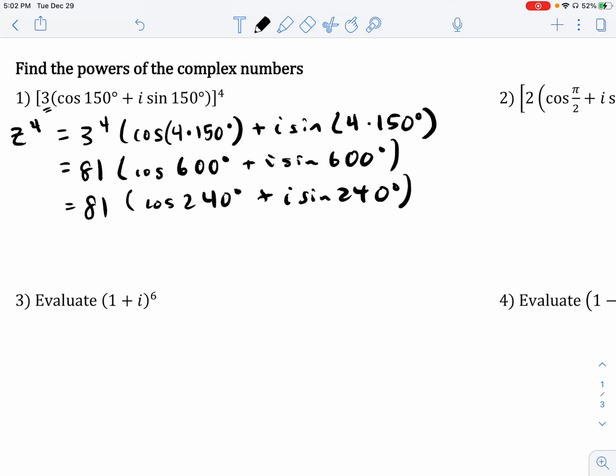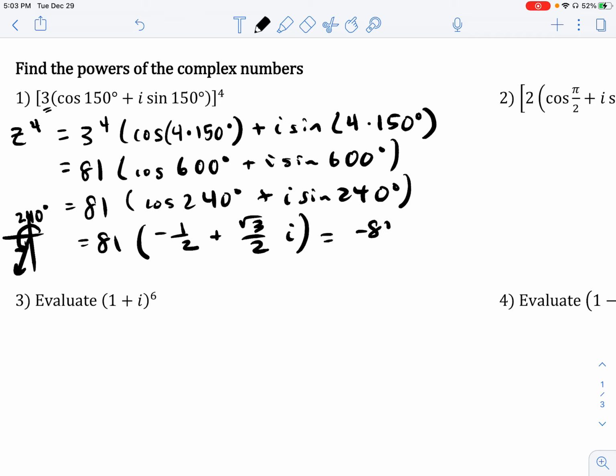And if we think about where 240 degrees is, that's in quadrant 3. Let me just draw that. 240 degrees, that's 60 degrees beyond 180. So there's 240. And we would then say we have 81 times -1/2 plus √3/2 i. Well, if we clean that up, we would then get the following: -81/2 plus 81√3/2 i.